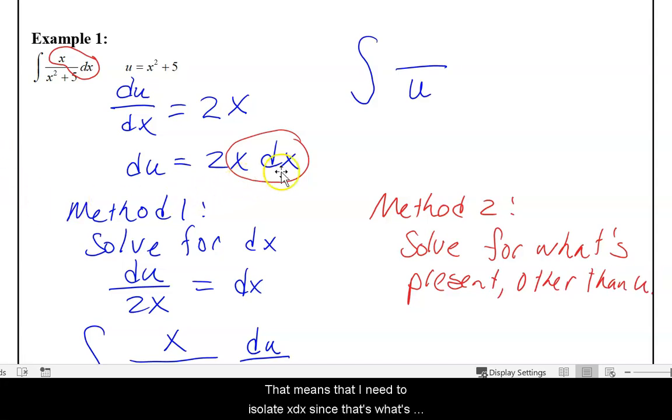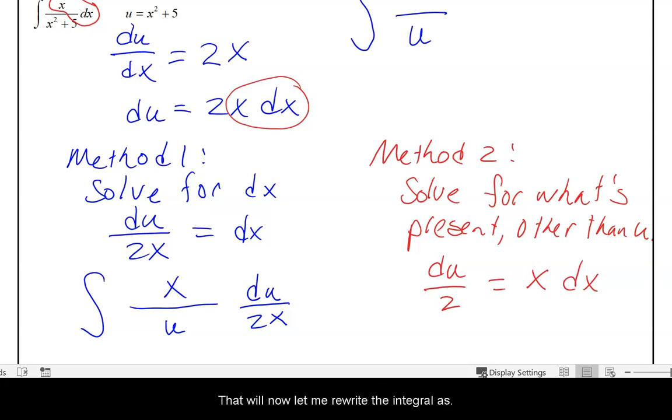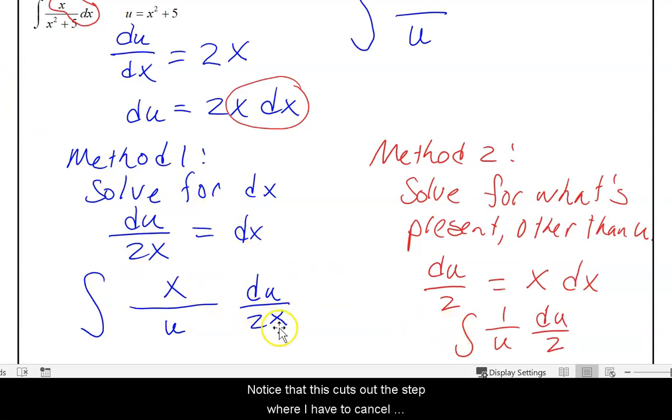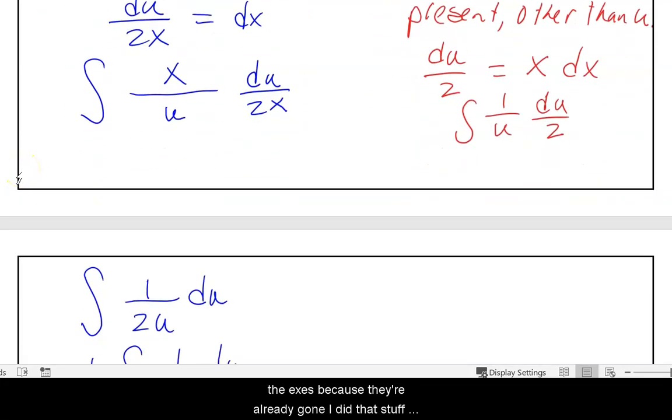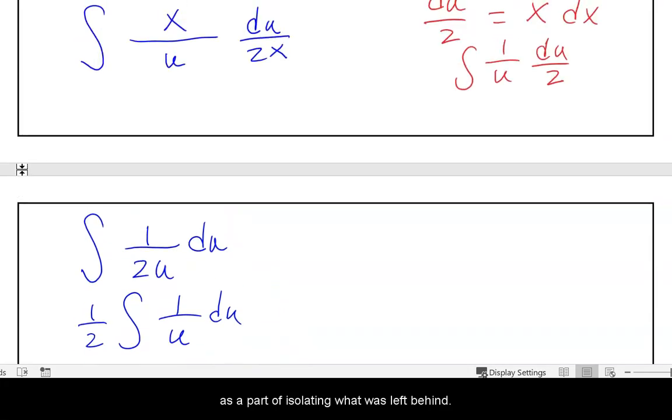That means that I need to isolate x dx since that's what's still left in the integrand to replace. That would give me that du divided by 2 is equal to x dx. That will now let me rewrite the integral as 1 over u du over 2. Notice that this cuts out the step where I have to cancel the x's because they're already gone. I did that step as a part of isolating what was left behind.